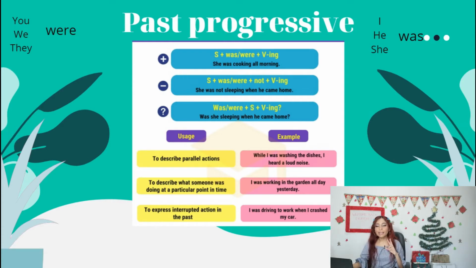It's similar to the parallel action. For example, I was driving to work when I crashed my car. I was doing something, but something happened and I couldn't finish my action. For example, I was driving to work when I crashed my car. I couldn't finish driving to work because I crashed my car and I needed to stay there.